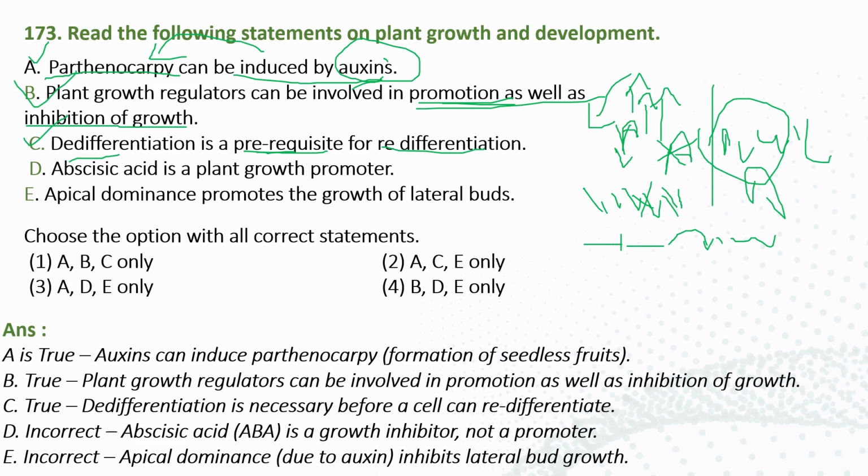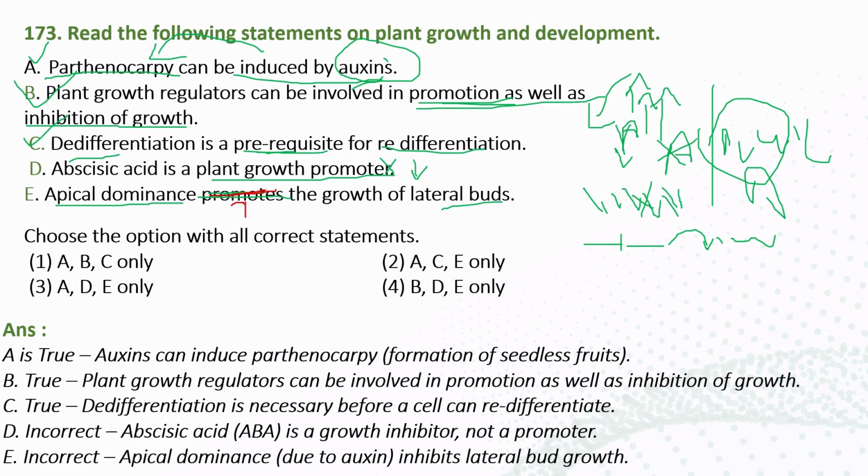And the fourth option, abscisic acid is a plant growth promoter. No, it is not a plant growth promoter actually. It is a plant growth inhibitor. Okay. And apical dominance promotes the growth of lateral buds. Normally, apical dominance will not promote the growth of lateral buds.